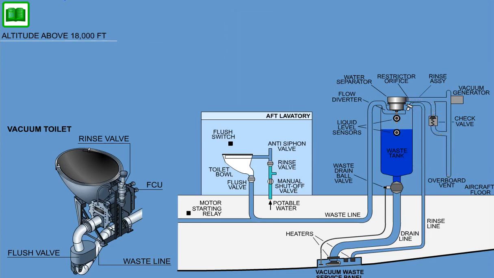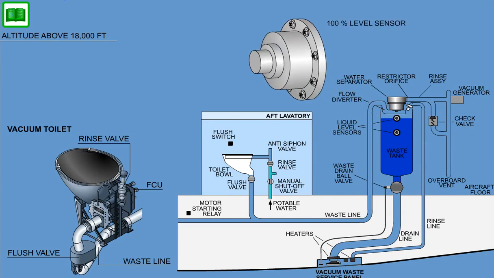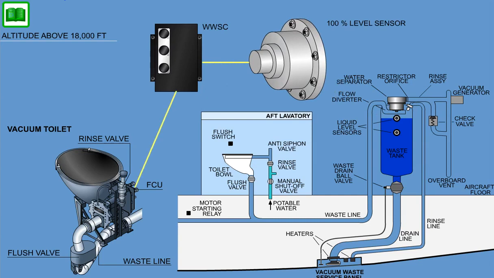If the waste tank is full, the 100% level sensor in the waste tank notifies the WWSC, which then disables the toilets to prevent further flushing and overfilling of the waste tank.